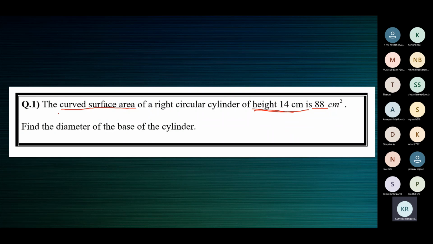See here, the curved surface area of a right circular cylinder, that's a solid. The curved surface area of a right circular cylinder of height 14 centimeters is 88 centimeters square. This is the height of the cylinder. So the curved surface area is given by the formula 2 pi RH. This is the formula to find the CSA of a cylinder, and that is given to be 88. 2 pi RH is equal to 88.